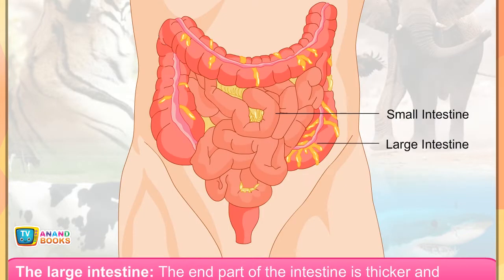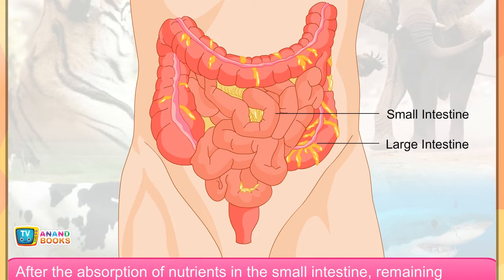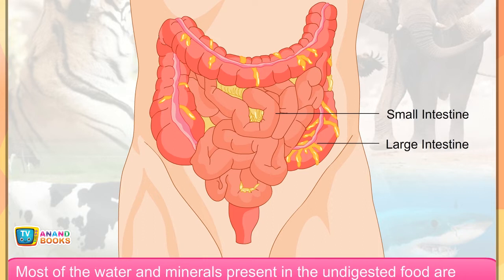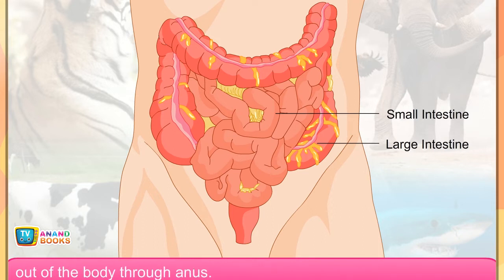The large intestine. The end part of the intestine is thicker and short and is called the large intestine. After the absorption of nutrients in the small intestine, remaining material passes into the large intestine. Most of the water and minerals present in the undigested food are absorbed here, and the remaining part is thrown out of the body through the anus.